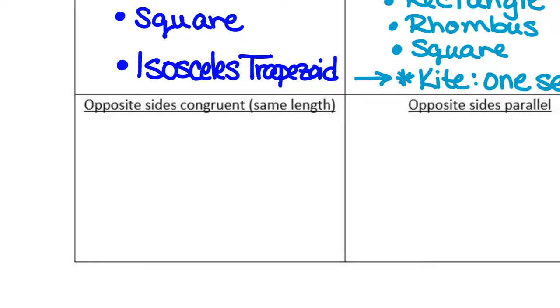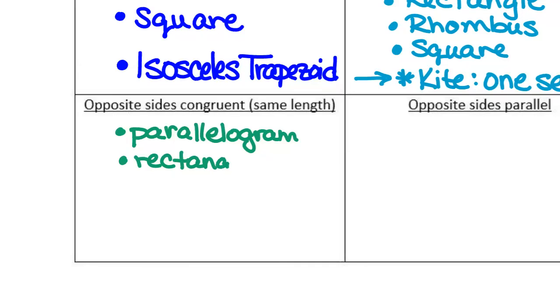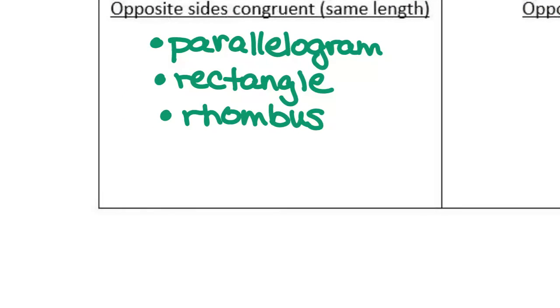Which shapes of ours have opposite sides that are congruent, the same length? Parallelogram. And so since it's true for a parallelogram, it would have to be true for what other shapes, because they are special types of parallelograms. Rectangle. What else? Rhombus. And a square.